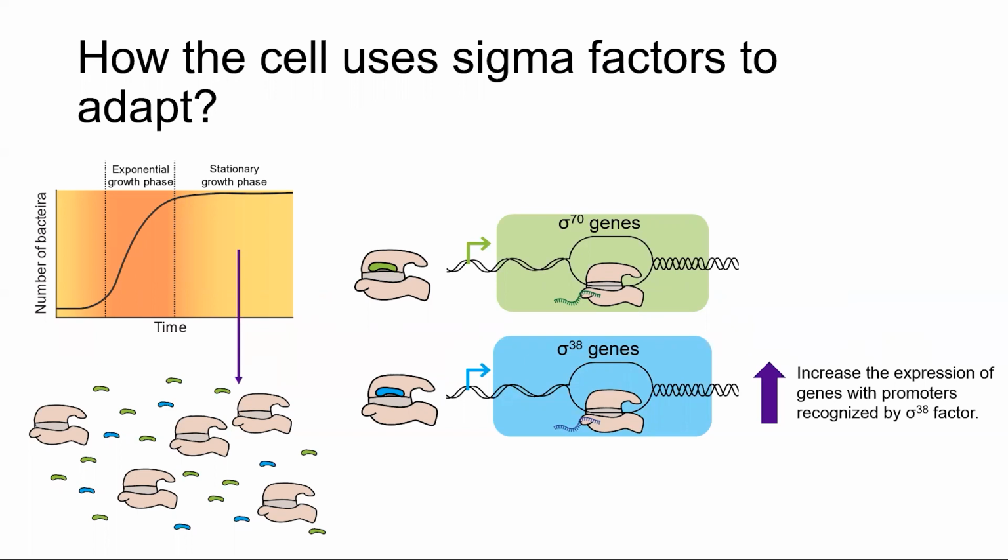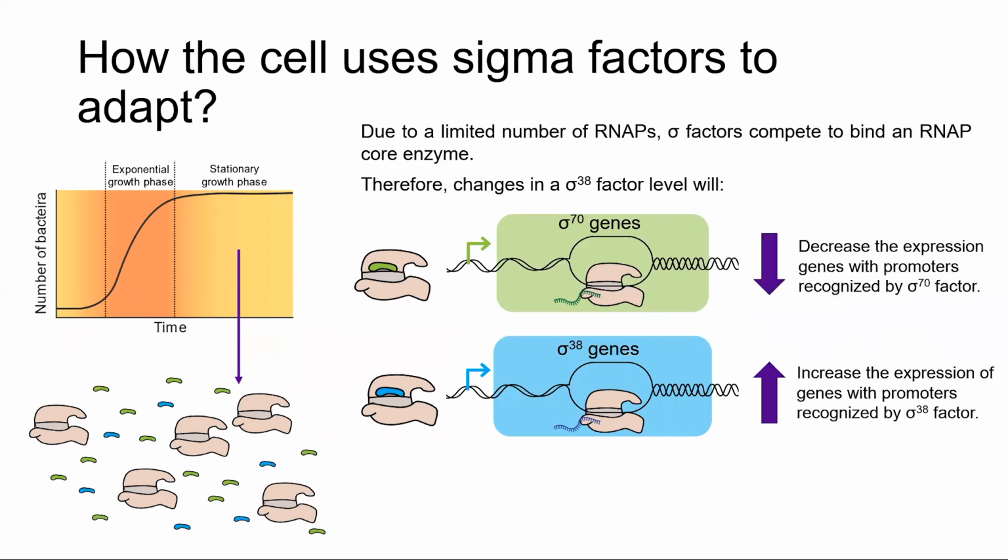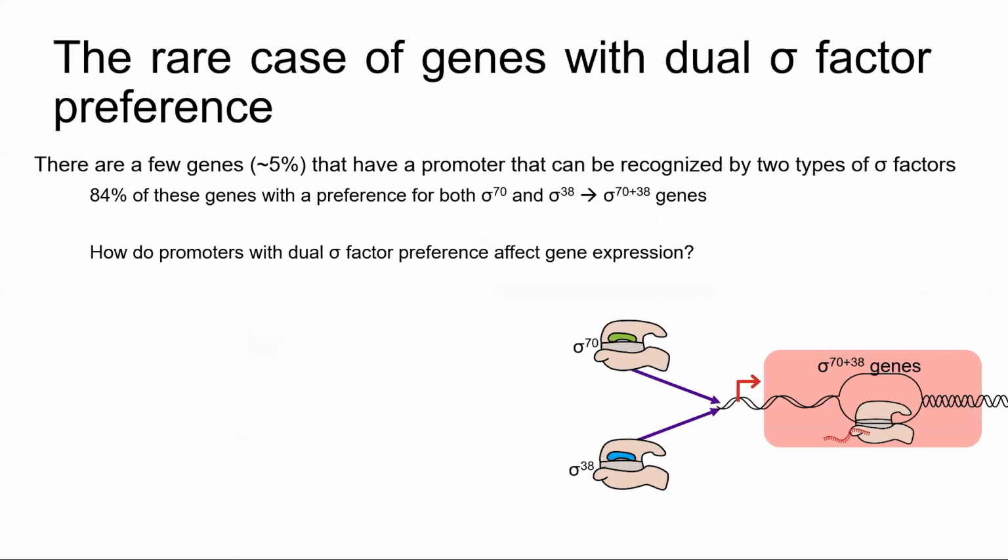However, because there are more sigma factors than RNAP core enzymes in the cells, sigma factors compete to bind to an RNAP. Therefore, the shift in levels of sigma 38 factor will also lead to a decrease in gene expression of genes that are dependent on sigma 70.